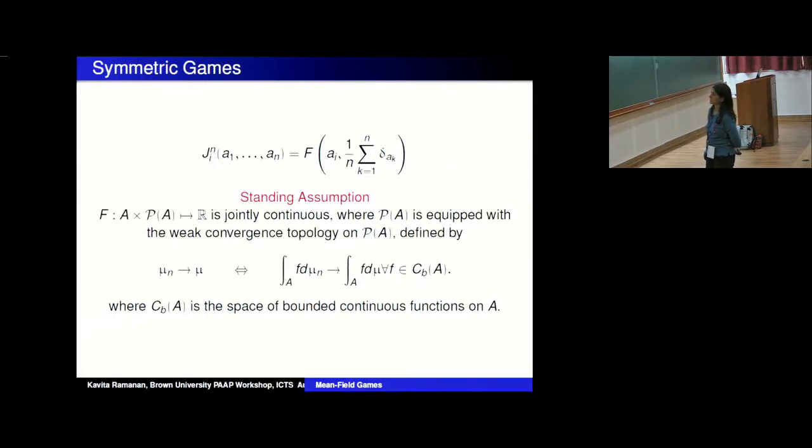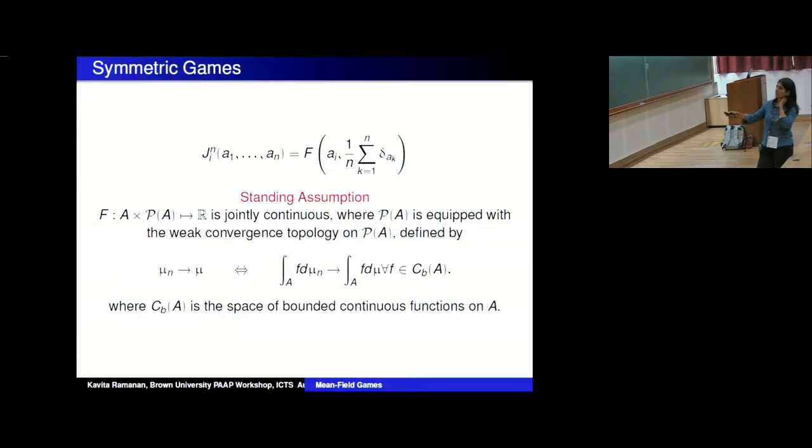So some of the standing assumptions I'll make before I can state what kind of results you may hope to get in this setting is that this function f is jointly continuous here, where this P(A) will always be the space of probability measures on this space, and where P(A) is equipped with the weak convergence topology. Which is just that if mu_n converges to mu, integrals against bounded continuous functions converge, right? So that's just jointly continuous, which is quite a simple assumption, not too stringent.